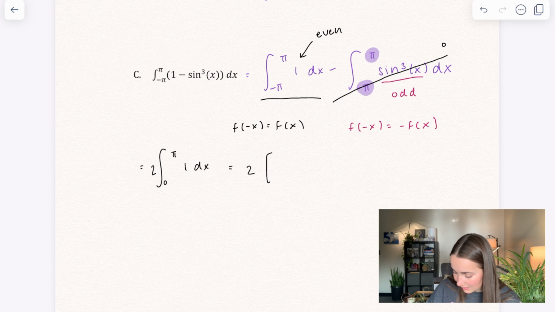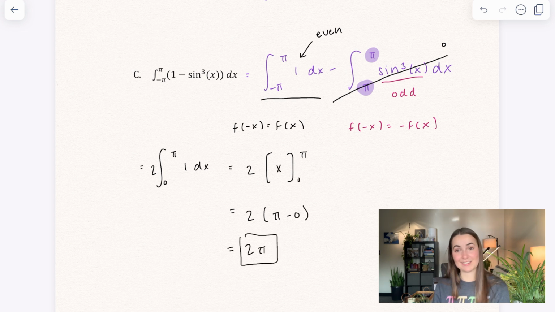So I integrate this, I get x between 0 and pi, and here I can plug in upper minus lower, so pi minus 0. And here we get 2 pi. And that right there is our solution.